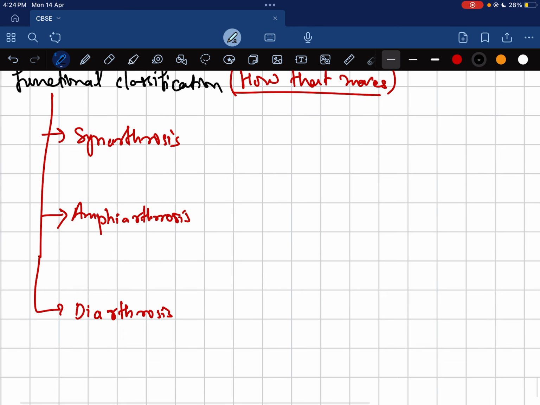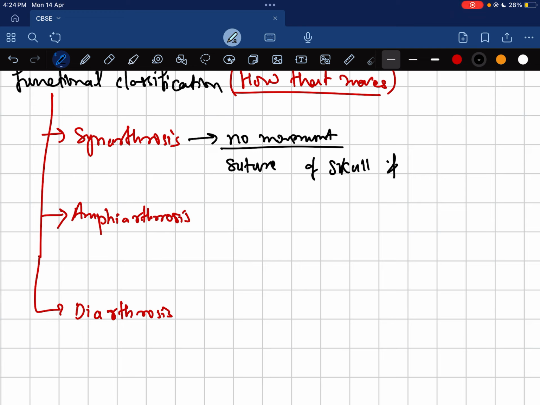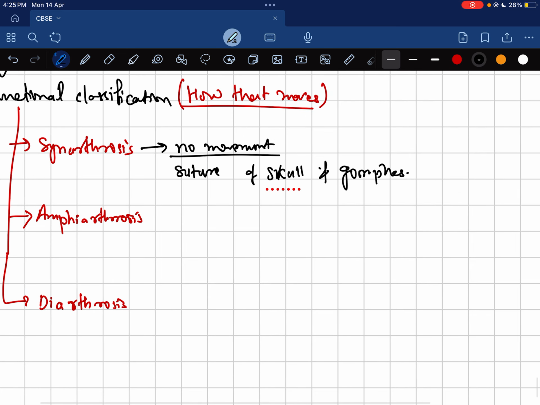In synarthrosis, joints permit no movement, like the sutures of the skull and the gums that connect the teeth to the skull. This type has no movement, so it is called synarthrosis.